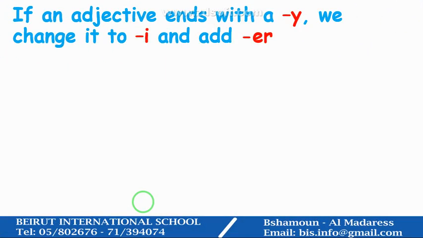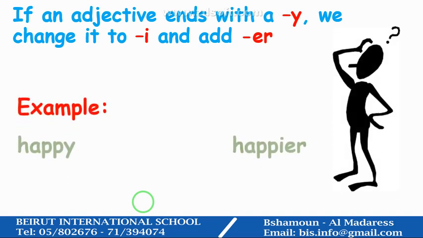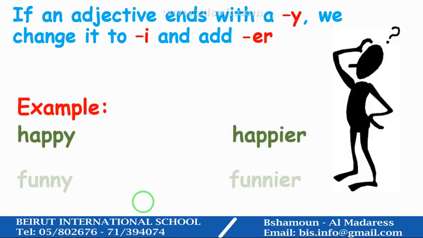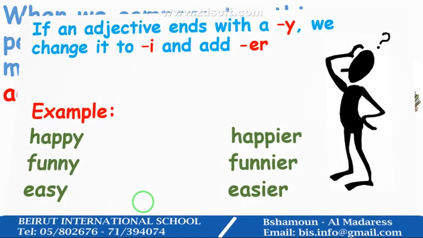If an adjective ends with a y, we have to change it to i and then add er. For example, happy, happier, funny, funnier, easy, easier.